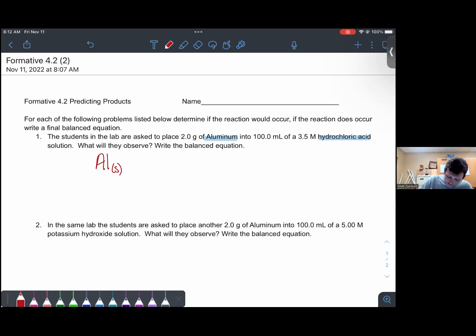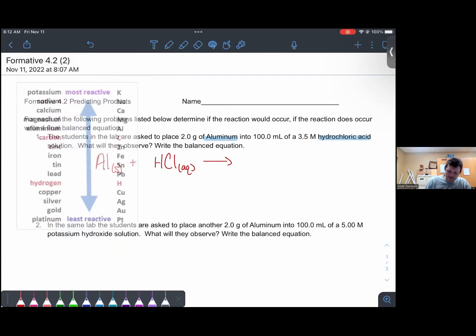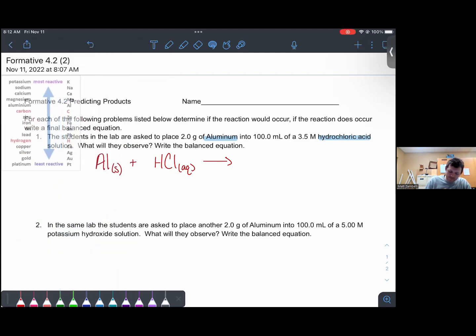And then we are adding to it hydrochloric acid. HCl is hydrochloric acid, and it's a solution, so it's an aqueous solution. All acids are going to be aqueous because none of them are liquids originally; we put them into water. And so we need to figure out our products, and in order to do that, we need to know our reactivity list.